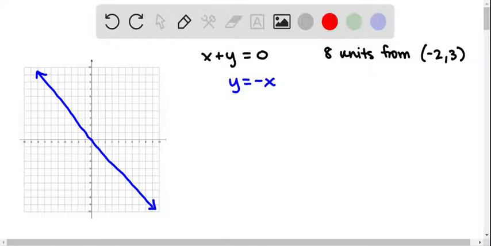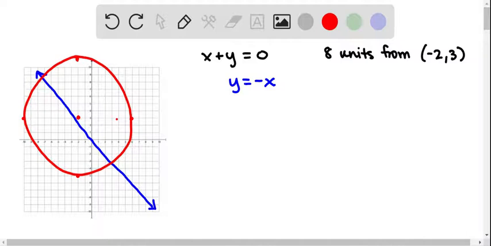So if we plot the point negative 2, 3, and then we draw a circle with radius 8, it's going to be up here, and here, and here, and here. So here's our circle, roughly. It's looking like there will be 2 points we're looking for, one down here and one up there. So let's find the equation of the circle, and then we can solve from there.